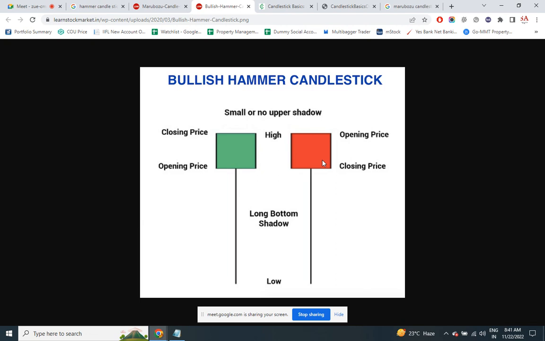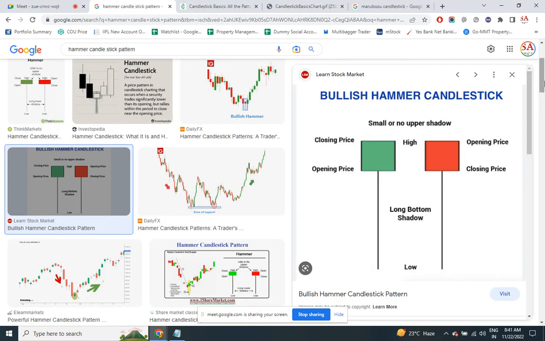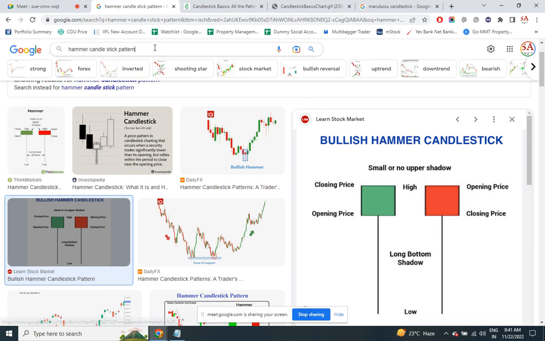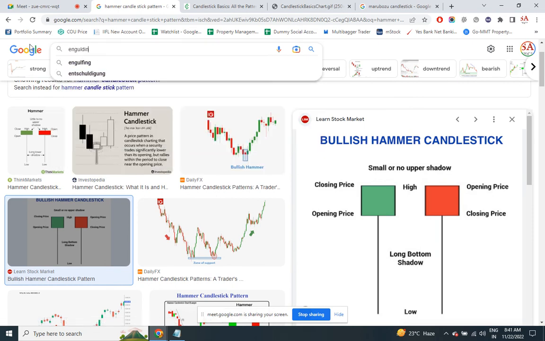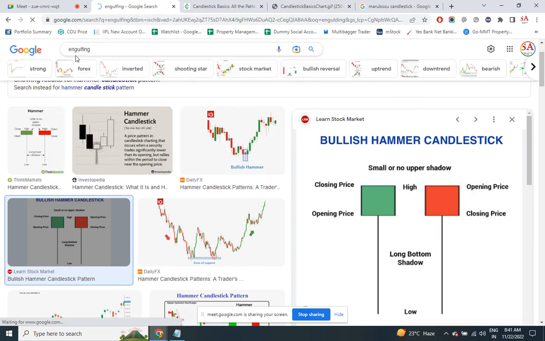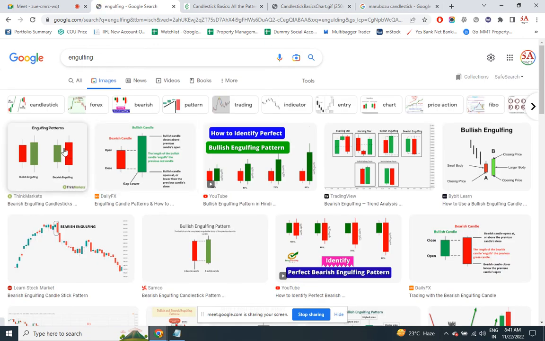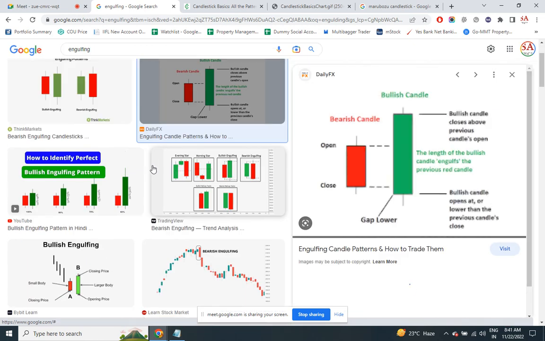And before that, one more important chart pattern: engulfing. Bullish engulfing, bearish engulfing. That is a double candle pattern, that means a 2-day pattern. Firstly, write down bullish engulfing and draw this.